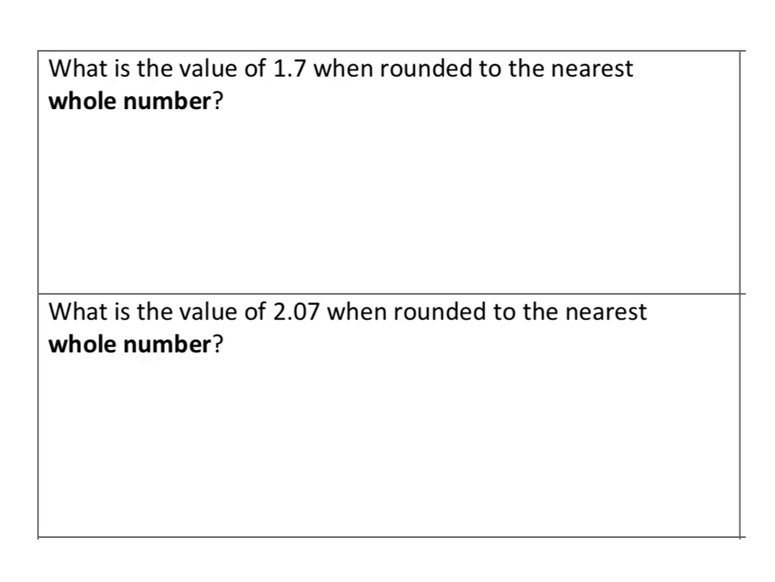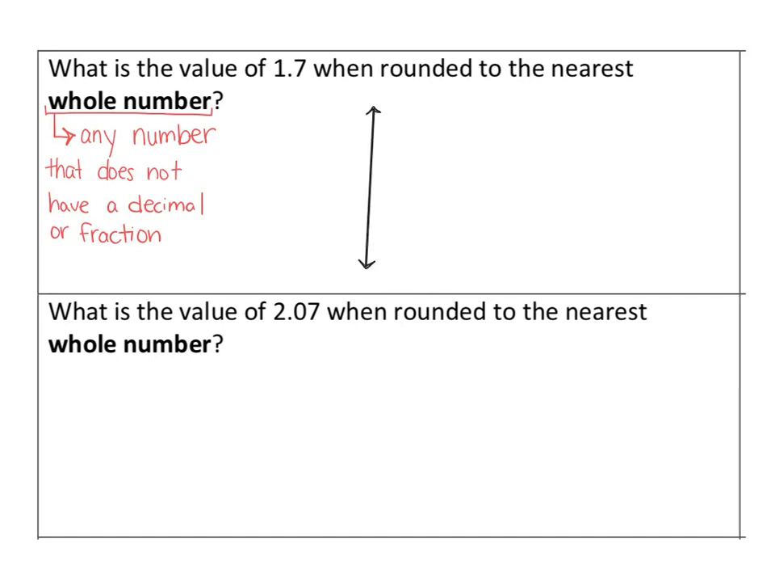So, first, we need to figure out what is a whole number. Any number that does not have a decimal or fraction. Pause the video, write that down. Now for me, when I'm rounding numbers, the easiest way to think about it is on a vertical number line. So I'm going to begin by drawing my vertical number line. Make sure that you have what you are rounding down to and what you're rounding up to and a midpoint on your number line.